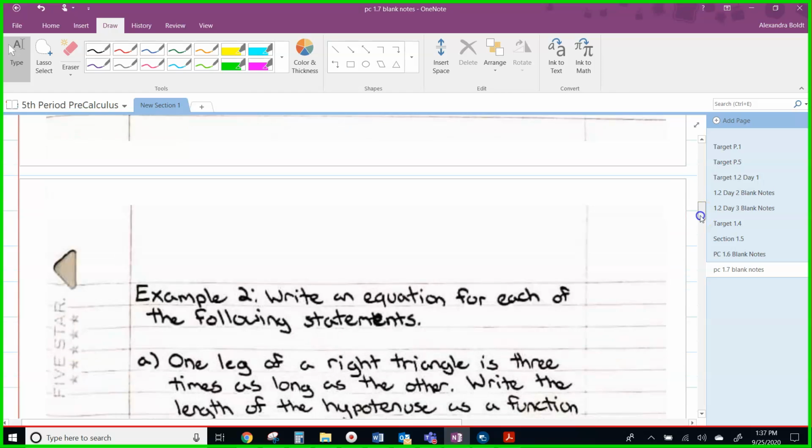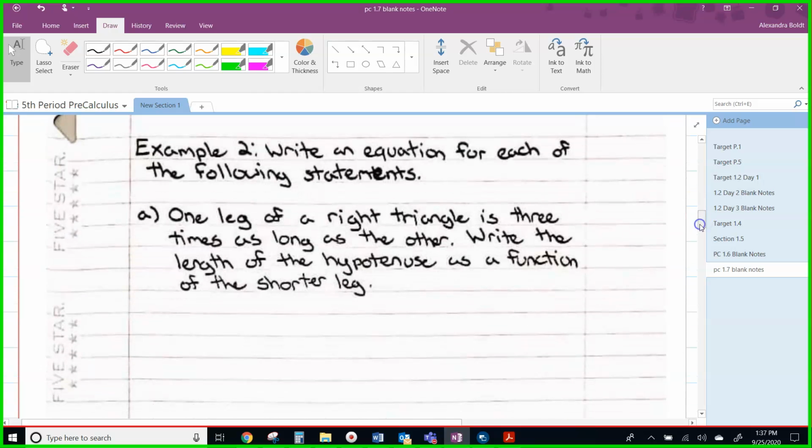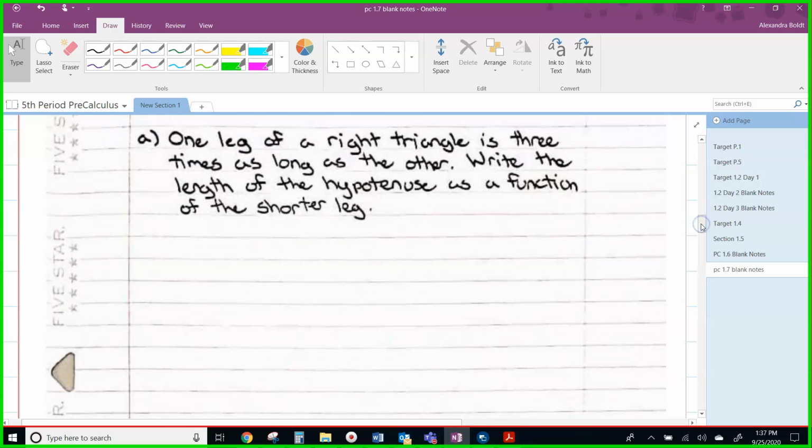All right, moving on to example 2. Now we're writing equations for each of the following. Equations have an equal sign. It's right in the name, equation, equal sign.